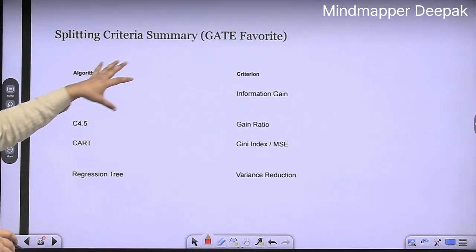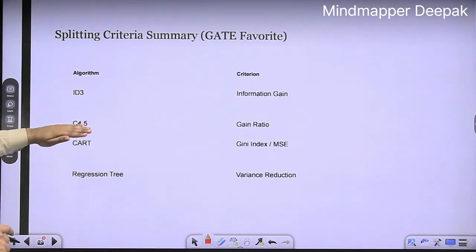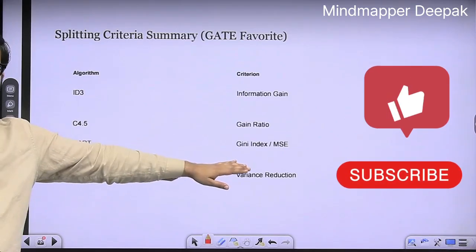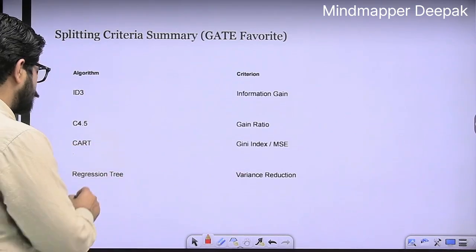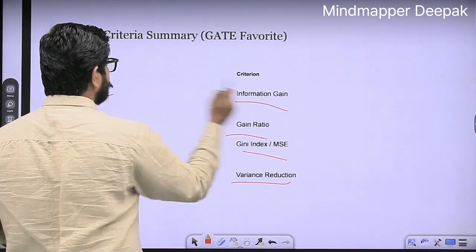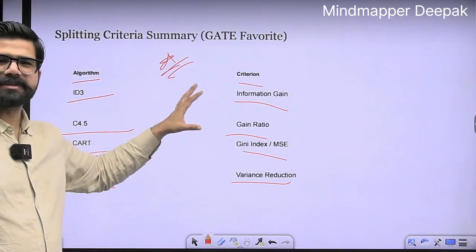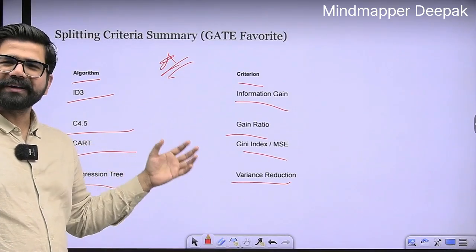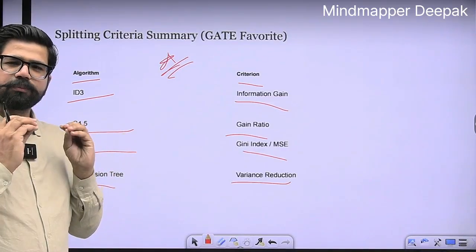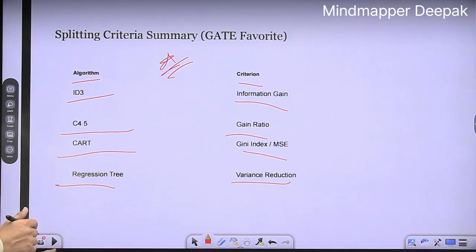Now, splitting criteria, basic summary: the ID3 algorithm's criterion is information gain. C4.5 uses the criterion of gain ratio. CART mainly uses the Gini index or MSE, and for the regression tree, variance reduction can be used. So this is a basic thing. You can write it down somewhere, important part. All these things are basic. Even if you remember the formula, you can easily solve the questions in GATE. Keep in mind, they don't provide you each and everything. You just simply solve these questions by using these basic things.